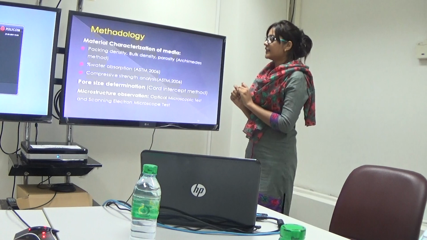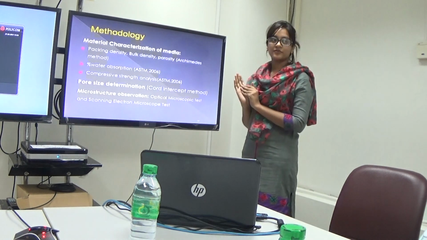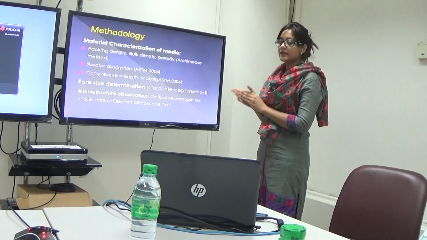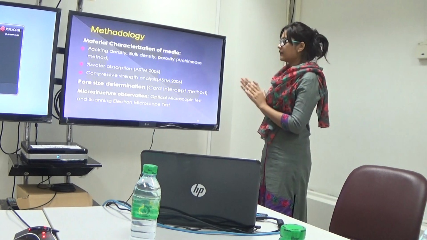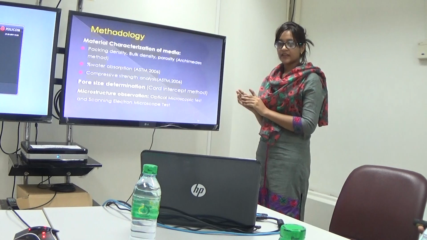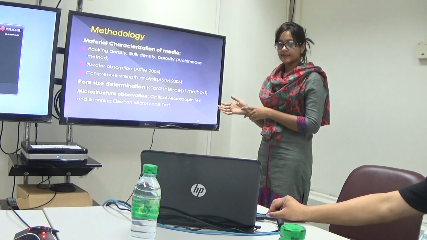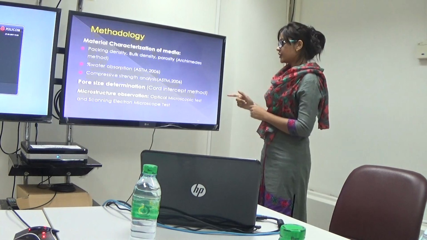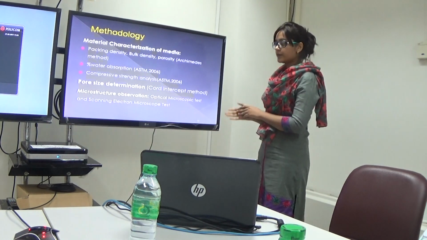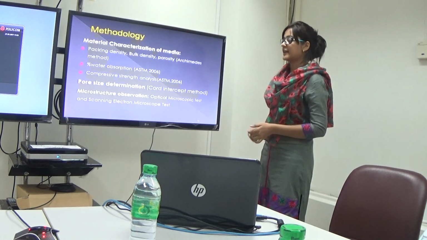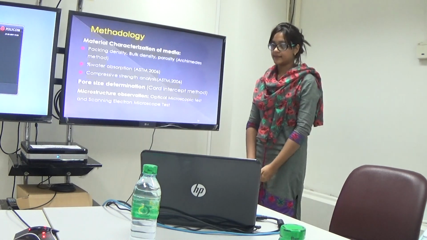After this is the material characterization of the media. We have done the packing density, bulk density, porosity by the Archimedes method, water absorption test, compressive strength analysis, and pore size determination by the chord intercept method, microstructure observation by optical microscope, and scanning electron microscope test.